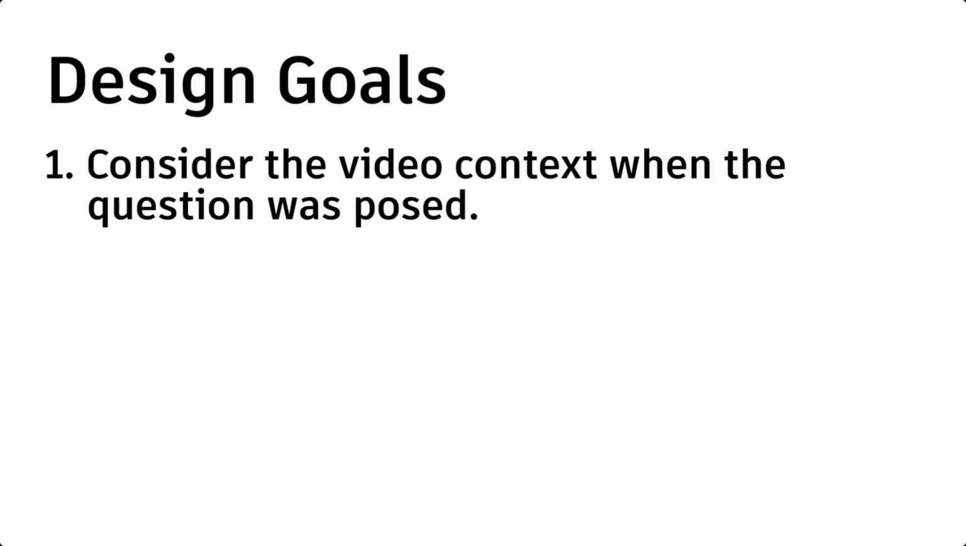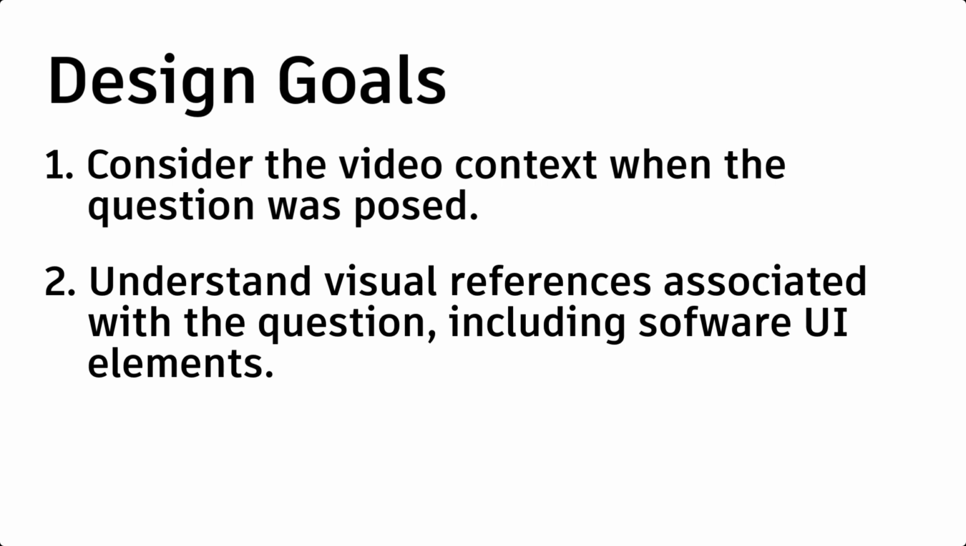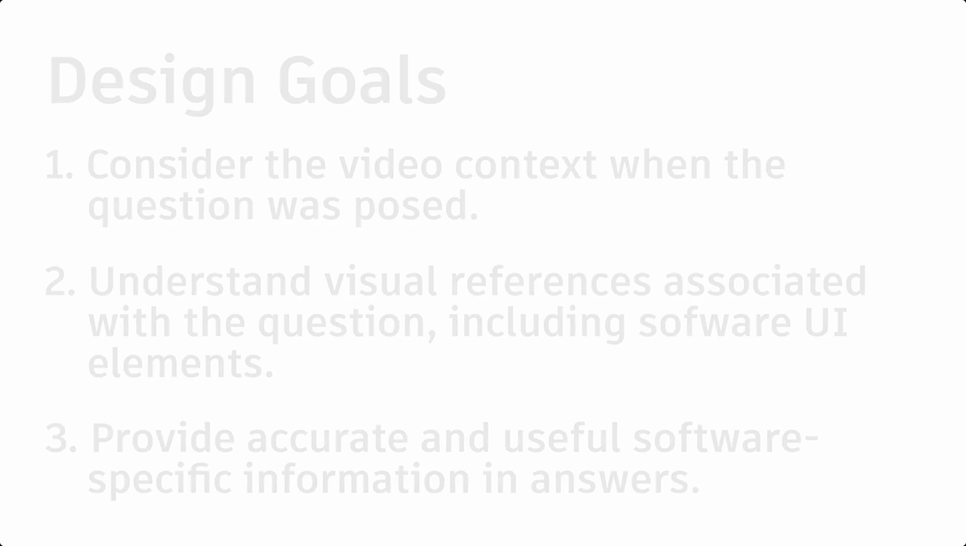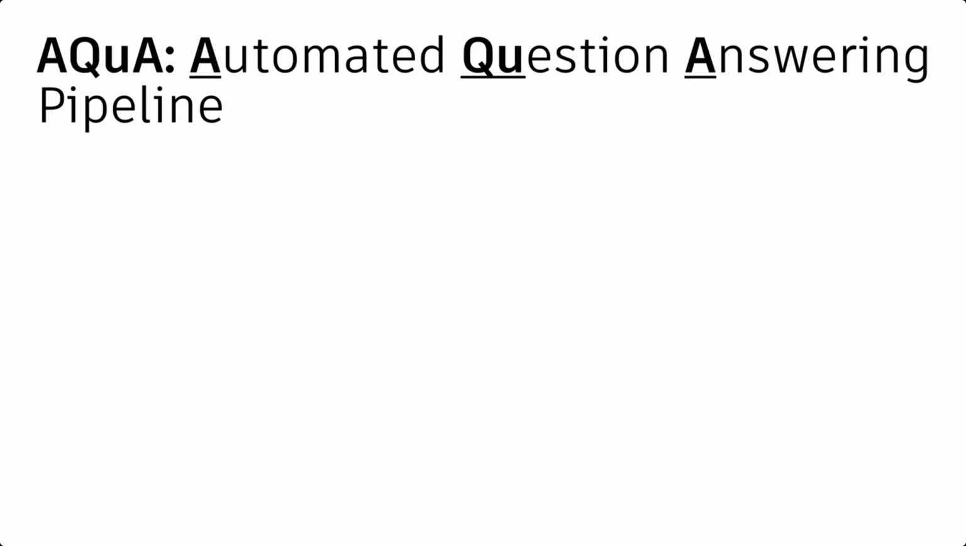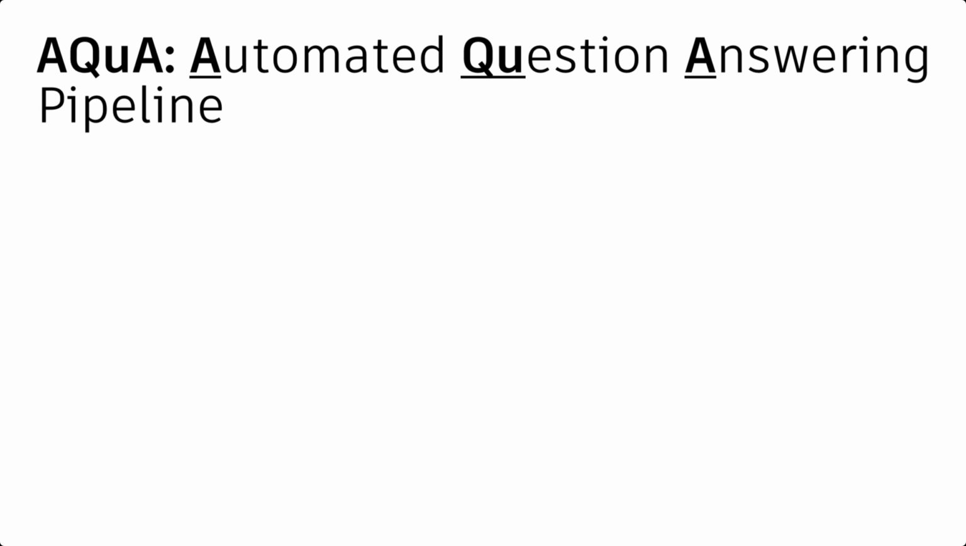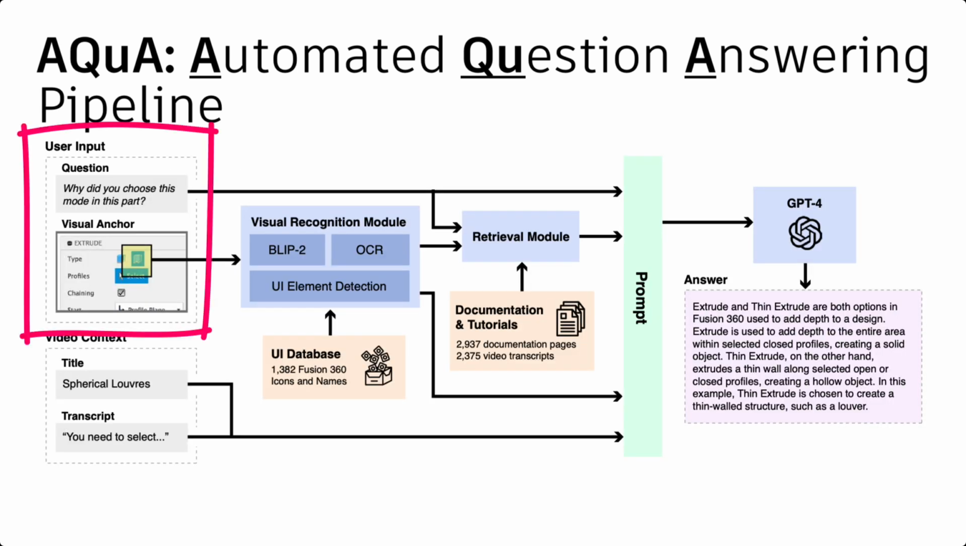First, consider the video context when the question was posed. Second, understand visual references associated with the question. And third, provide accurate and useful software-specific information. Based on these design goals, we developed AQuA, a question-answer pipeline that can generate useful answers to questions about tutorial videos with visual anchors. Our AQuA pipeline takes the question text and the associated visual anchors as inputs.